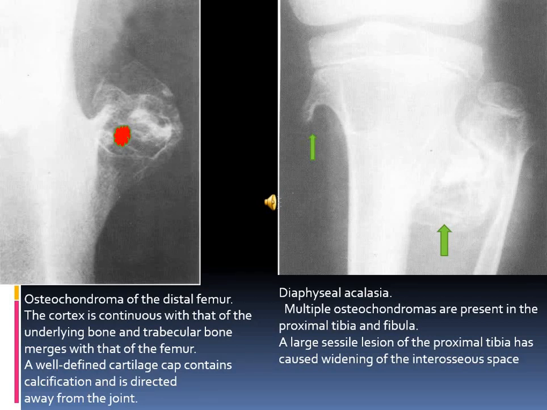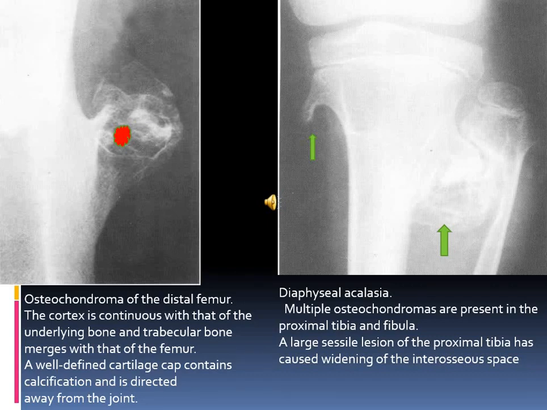If we have two or more exostosis or osteochondroma, it is called diaphyseal achalasia. When we see multiple, we call it diaphyseal achalasia. Of course, if we say exostosis or multiple osteochondromas, it is the same.